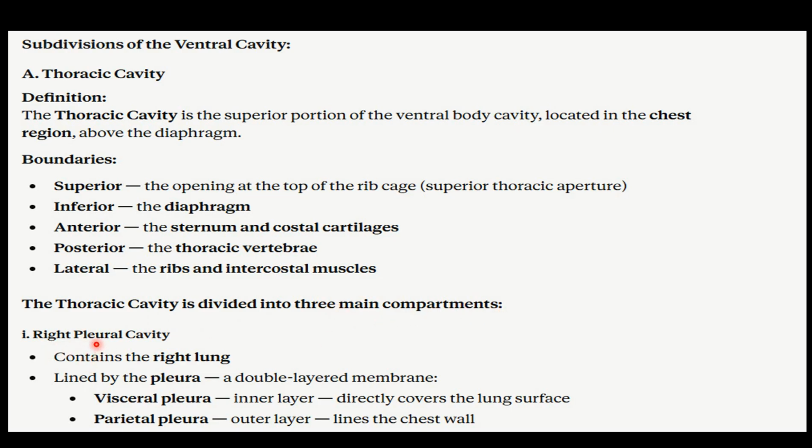The first is the right pleural cavity. So this is how it will subcategorize: firstly we are in the thoracic cavity, then it has three types. The right pleural cavity contains the right lung, lined by the pleura, a double-layered membrane. Visceral pleura, the inner layer, directly covers the lung surface. Parietal pleura, the outer layer, lines the chest wall.